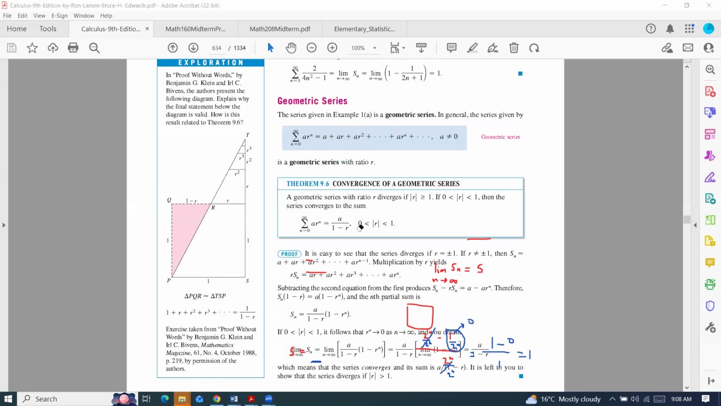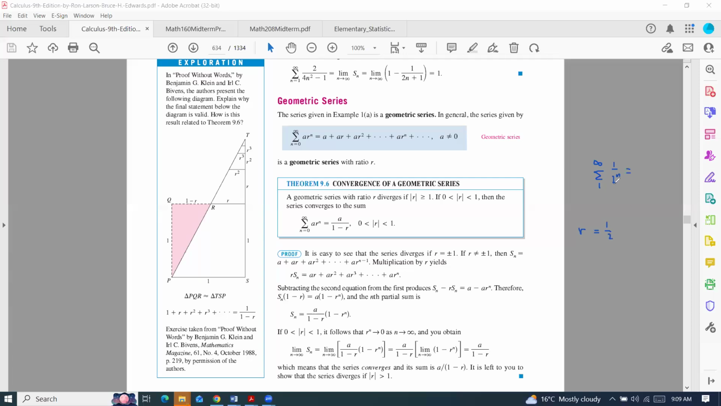So it turns out that the previous example with 1/2 to the power of n goes under the story of Theorem 9.6, which says that if you look back again at the sum of 1 over 2 to the power of n from 1 to infinity, then the ratio r is going to be 1/2. How come it is 1/2?